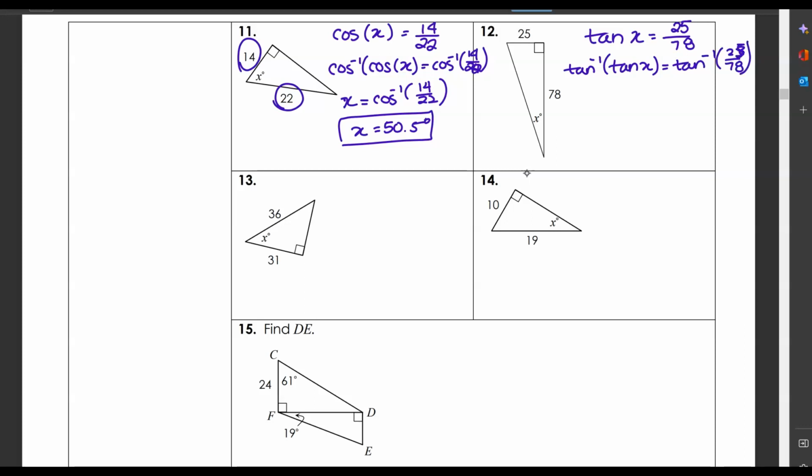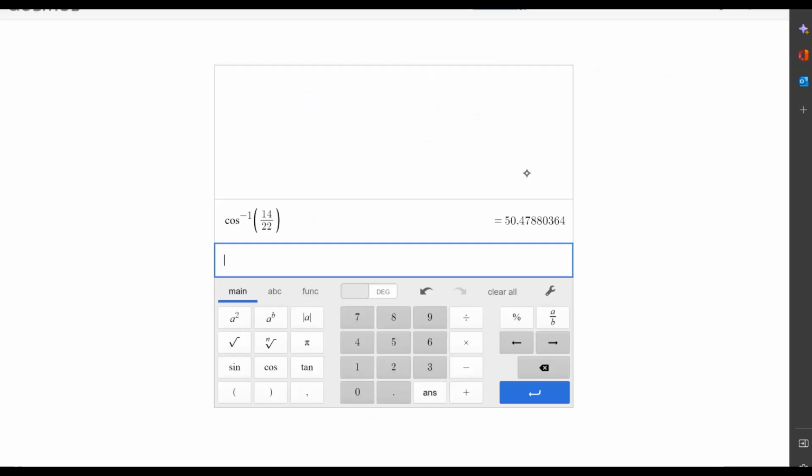Oops, I changed that number by accident. There should be a 5. All right, and so then this tells us that x is equal to tan inverse of 25 over 28. Let's plug that into our Desmos calculator over here.